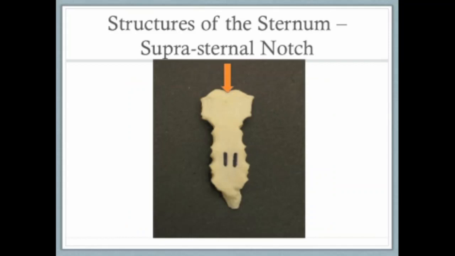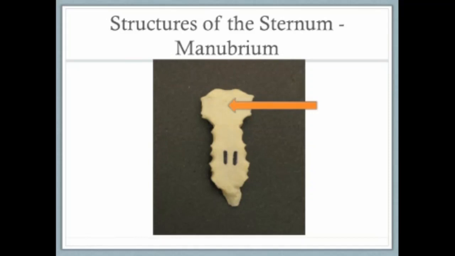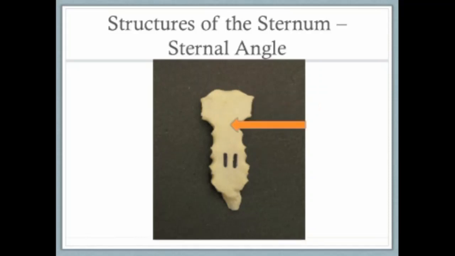On the superior surface of the sternum, we find the suprasternal notch, sometimes called the jugular notch. The manubrium makes up the majority of the superior surface of the sternum. The sternal angle is the joint between the manubrium of the sternum and the body of the sternum.